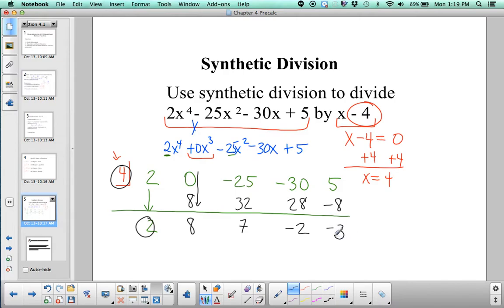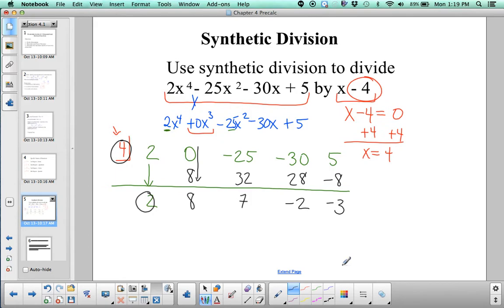Okay. So we do all of that then to say that after the division process, you drop down 1 power. So here we had an x to the 4th. So when we have this 2 here, it's 2x to the 3rd plus 8x squared plus 7x minus 2 with a remainder of negative 3. This last value is always the remainder.